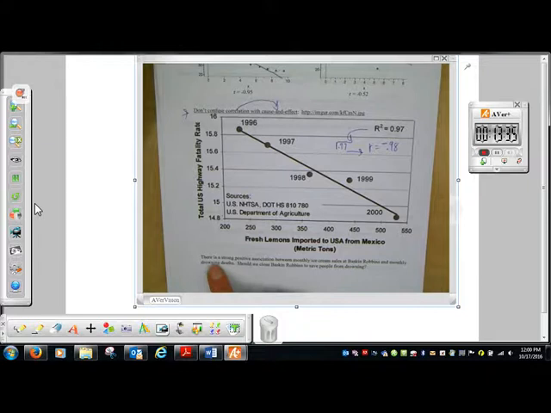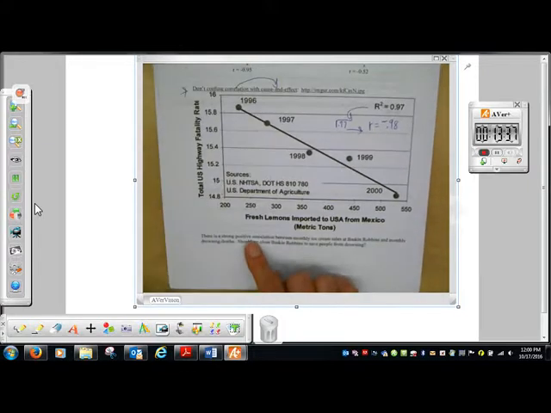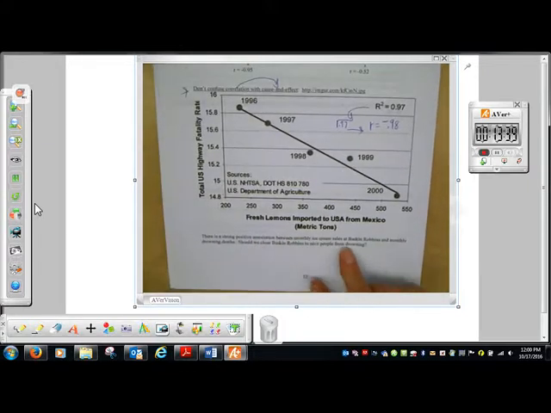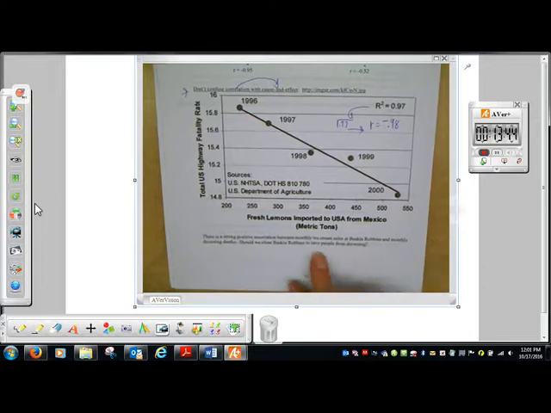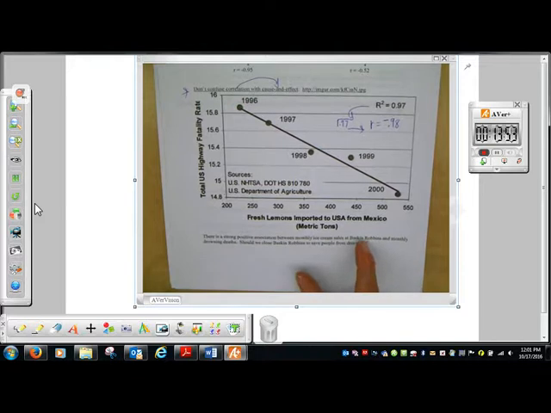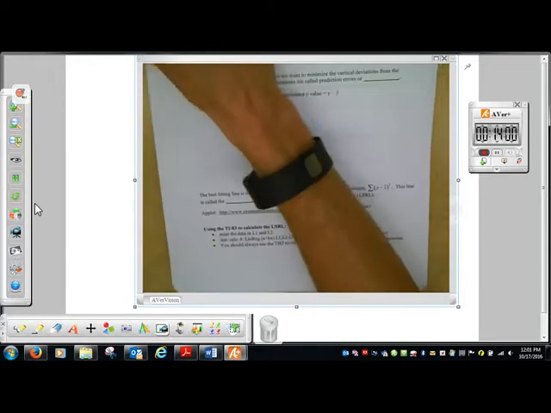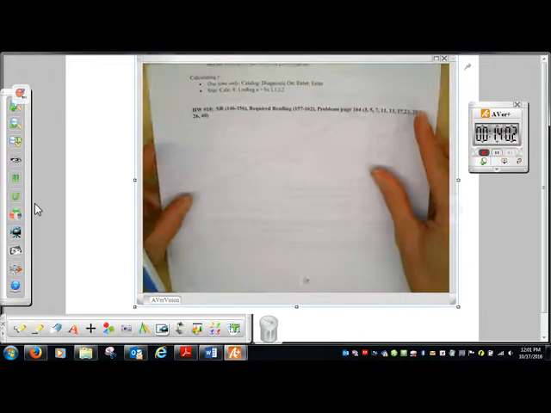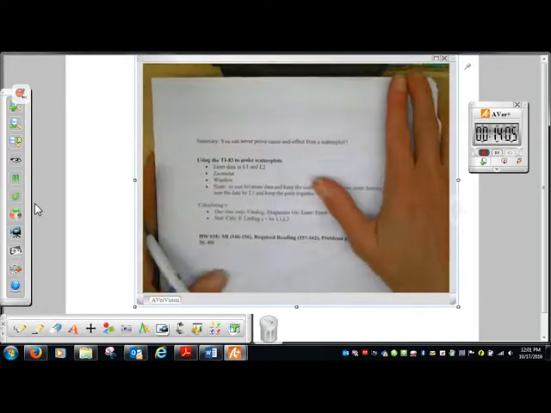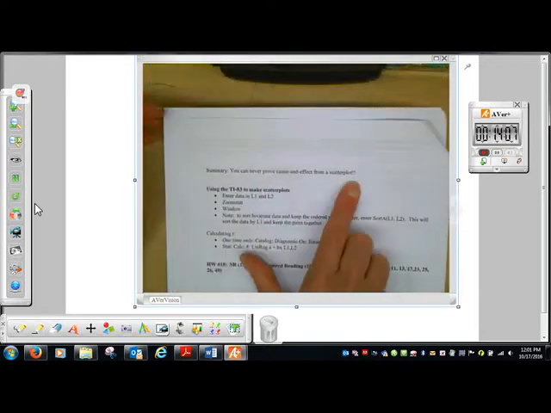So another little note down here, it says there's a strong positive association between monthly ice cream sales at Baskin-Robbins and monthly drowning deaths. Does that mean we should close Baskin-Robbins to save people from drowning? I mean, that seems silly. It just so happens that when people are swimming, it's hot out and people buy more ice cream. So there is an association just because of time of year, but it doesn't mean cause and effect. All right, so there are instructions on your calculator now. So, summary: you can never prove cause and effect from a scatter plot.